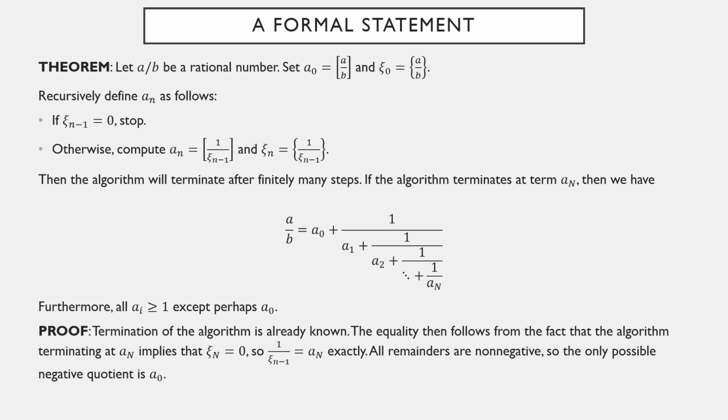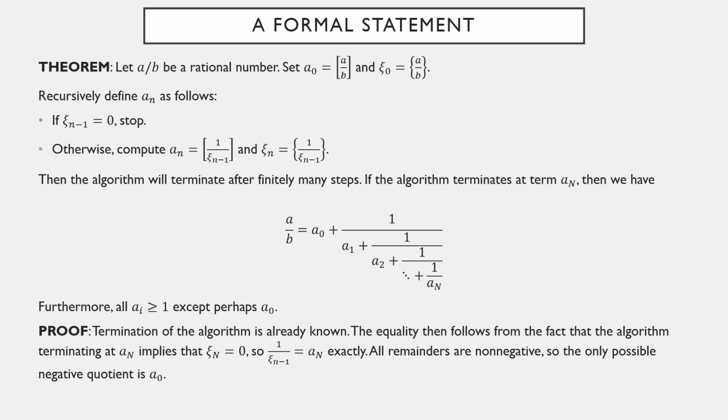We already covered the fact that the algorithm terminates. That's the Euclidean algorithm. The fact that the two sides are equal to each other follows from the fact that the algorithm terminating at a_n implies that that remainder is 0. So 1 over c_{n-1} is simply flat out equal to the integer part a_n. And then you just recursively work through this process and construct this iterated fraction.